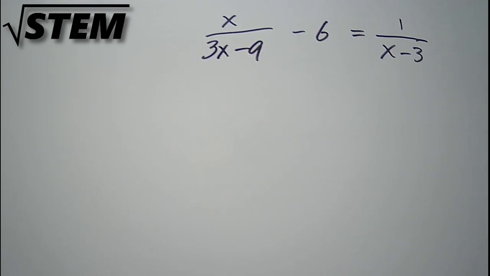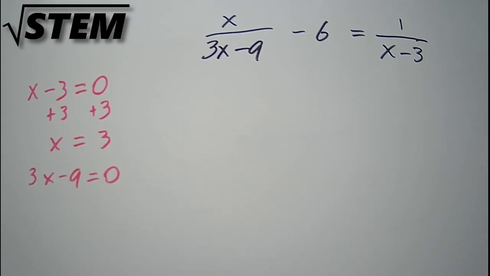Just like before, we'll start by finding the values of x that are not allowed in the solution. We have two different denominators in this equation, so let's start by looking at the simpler one, x minus 3. When we set this equal to 0, we'll find that x equals 3 is a value that is not allowed to be the solution.